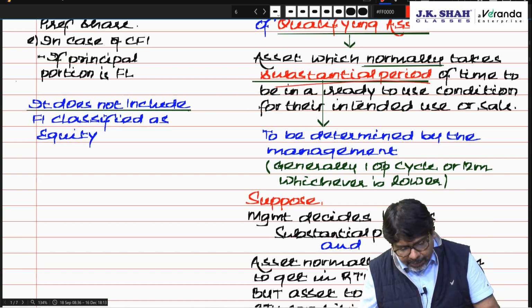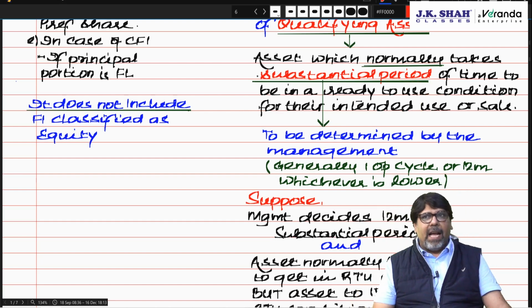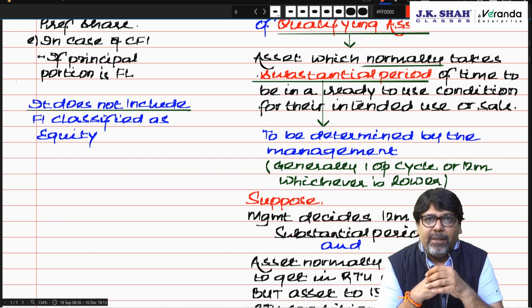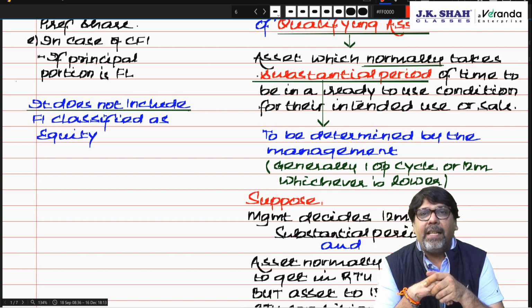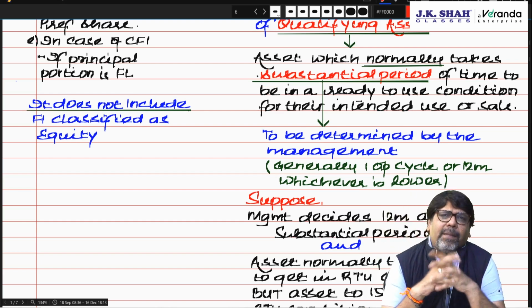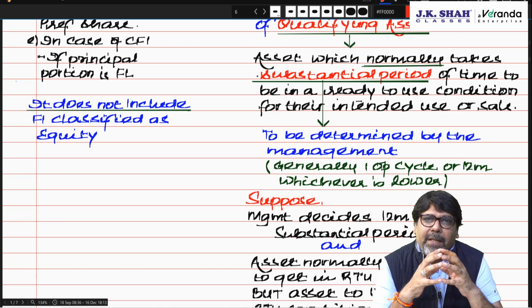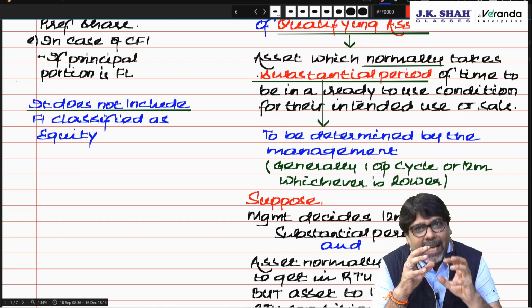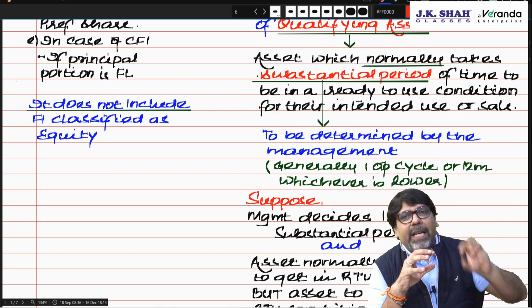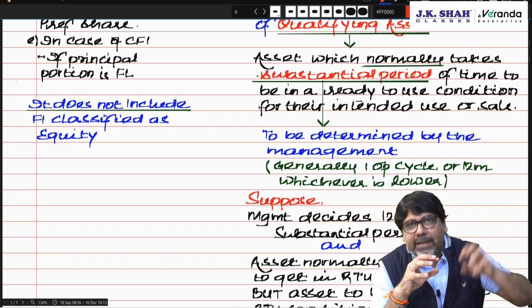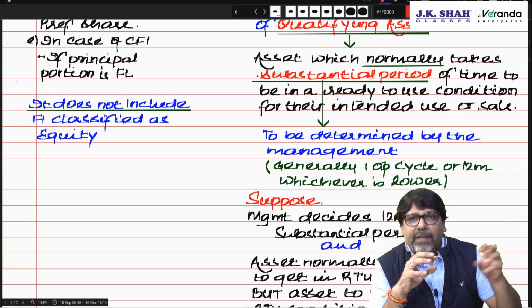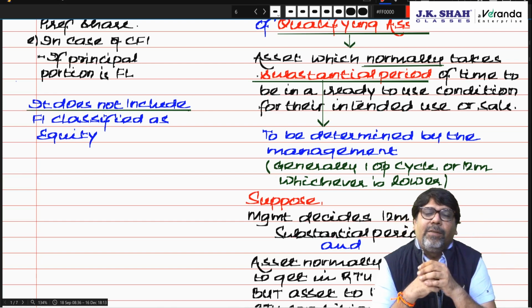Now chartered, what is substantial period? Substantial period is decided by the management. Now suppose management decides substantial period to be 12 months. So if any asset normally takes 12 months or more to be in ready to use condition for its intended use or sale, then such asset is known as a qualifying asset.